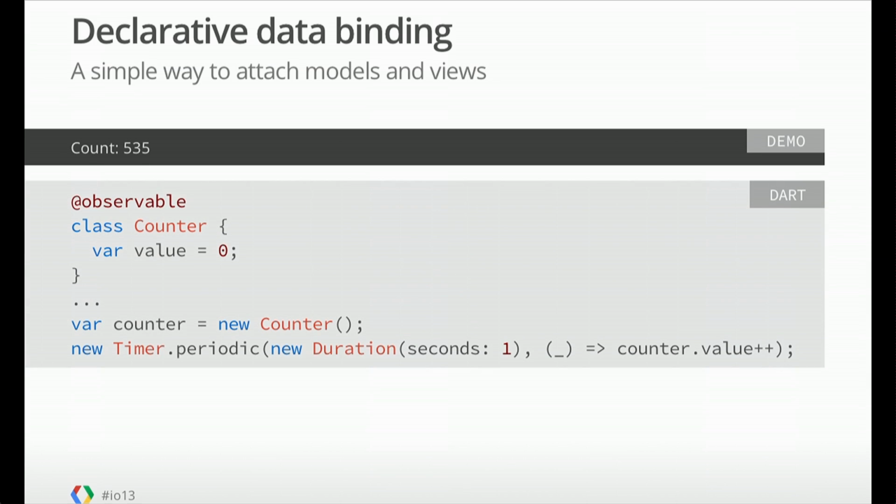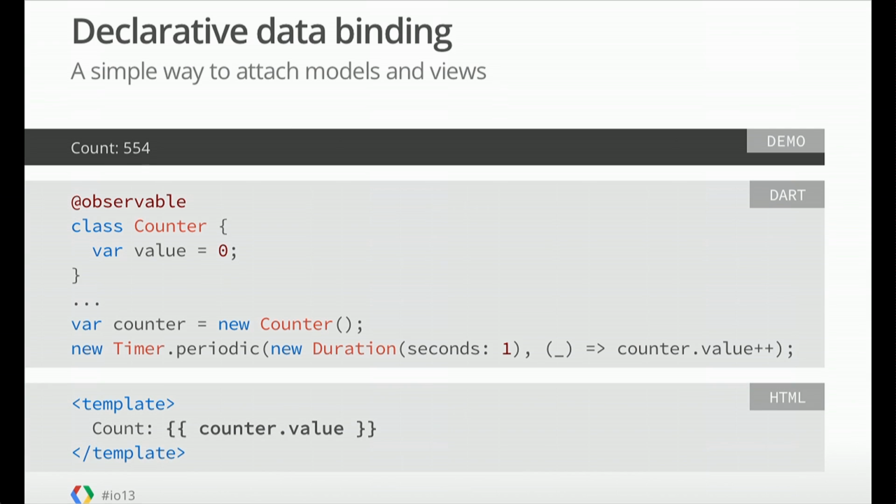We have a counter class. And the interesting part is this down here. Our timer is every second incrementing our counter. OK, so that's fine. But what does it look like? How do we notify the web page to update and redraw?